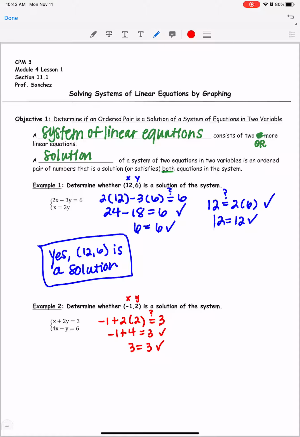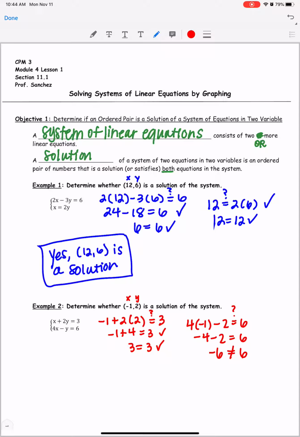Again, we cannot stop right there. You have to check it in the next one. So I've got 4 times my X, which is -1, minus Y. And I have to figure out, does that equal 6? So 4 times -1 is -4. And -4 minus 2 is -6. We got -6 equals 6. I'm going to put a little slash through that equal sign because that is not equal.